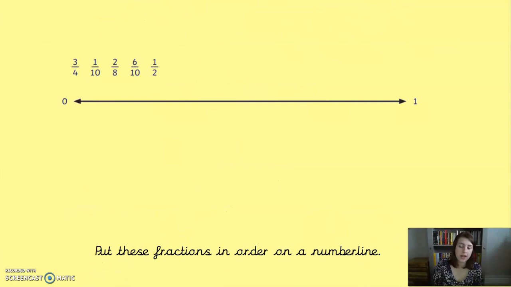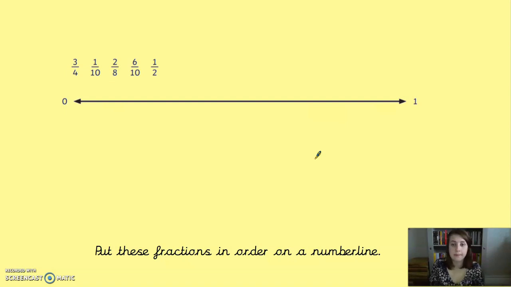You also might have a question that involves ordering fractions, comparing and ordering, and we did this right back at the beginning of the term. Now, if you remember, the easiest way to order fractions is to convert them all to the same denominator. So in this question, we've got 3/4, 1/10, 2/8, 6/10, and 1/2. Now to order them, and we're ordering them biggest to smallest because we're ordering them on a number line on this question, you need to first of all make them all the same denominator.